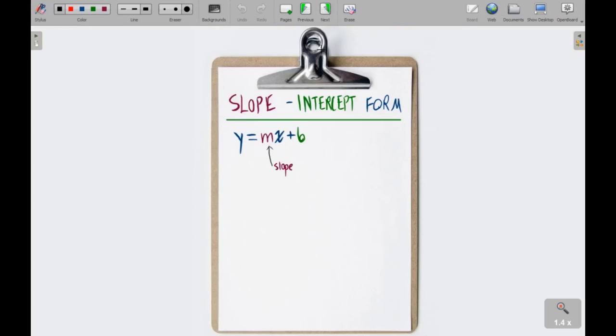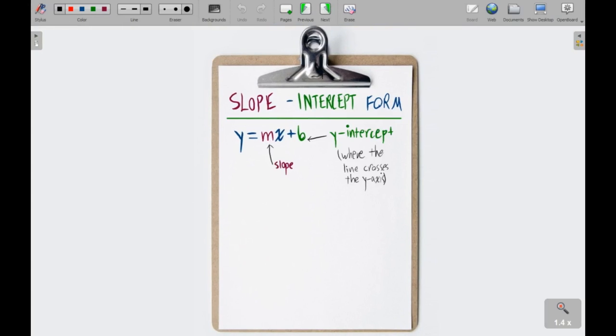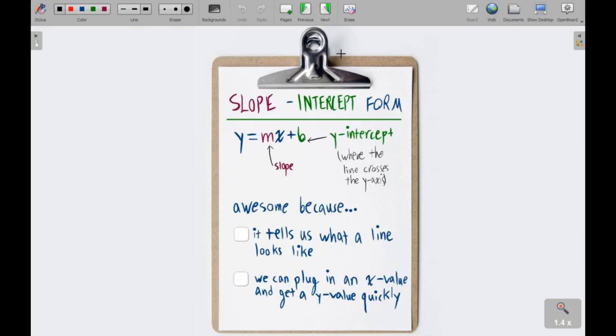Slope-Intercept form review. So we know that M is the slope and B is the Y-Intercept, which is where the line crosses the Y-axis. And Slope-Intercept form is pretty awesome because it tells us what a line looks like without having to see it. So if M is positive, we know we have like a rising slope. If M is negative, we have a falling line. It's also pretty cool because we can plug in an X value and get a Y value quickly.